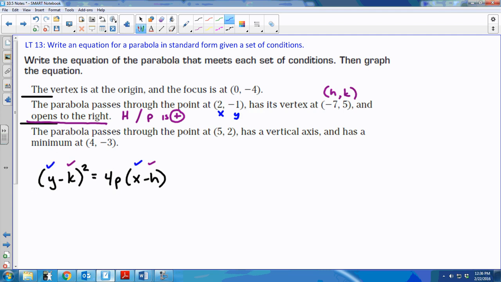So I can substitute both points into the equation and solve for P, and then go back and write the equation once I have P. Does that make sense? Yeah. All right, so then I've got -1 minus 5 squared equals 4P times 2 minus -7, so that's plus 7. -1 minus 5 is -6. 2 plus 7 is 9.